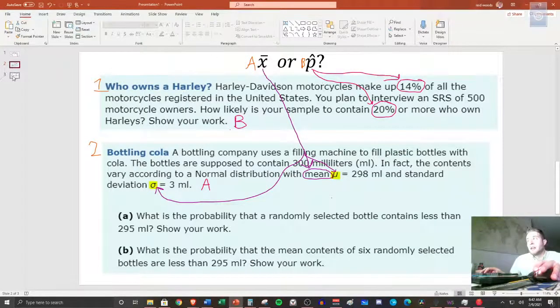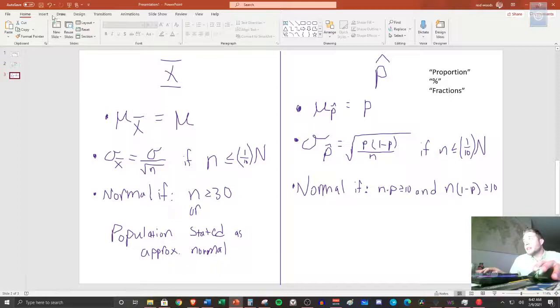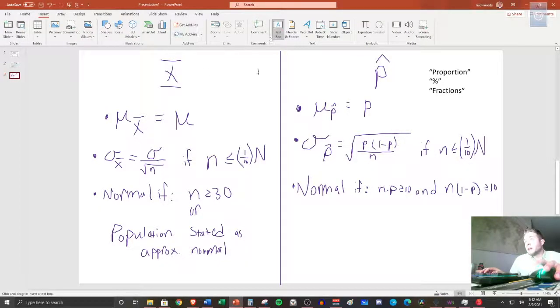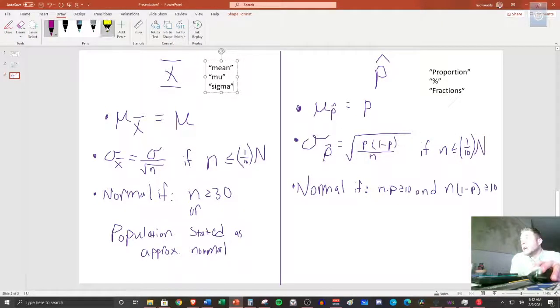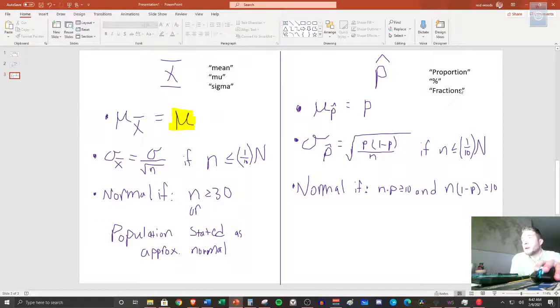X bars. Okay, so we'll go ahead and write that over here. We're going to insert another text box. So to identify means, you're looking for the word mean. You're looking for the symbol mu or sigma. You're looking for those symbols to tell you, because here's why, and I'm going to draw. You're only ever going to see mu here, okay? Let me add another part to this as well.